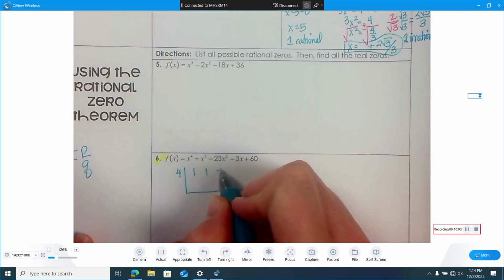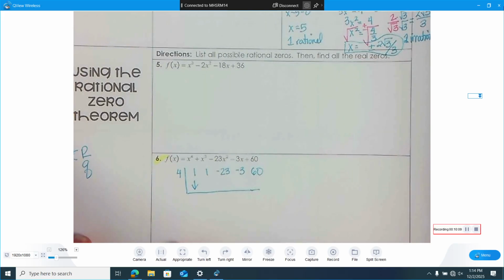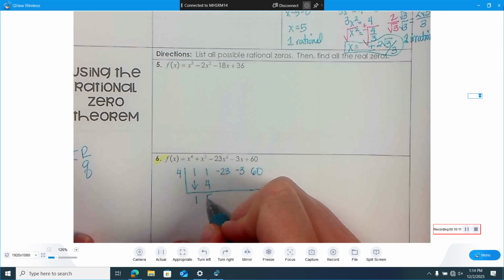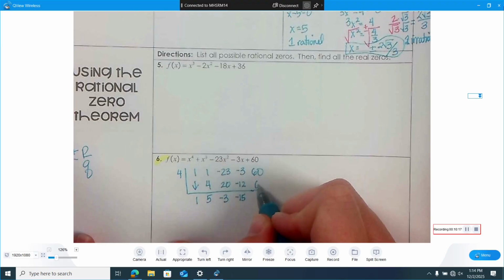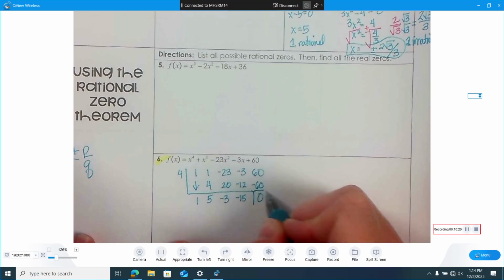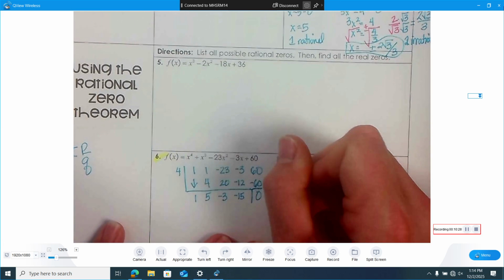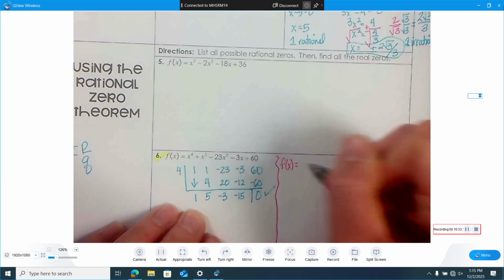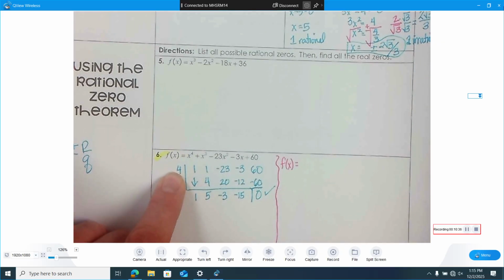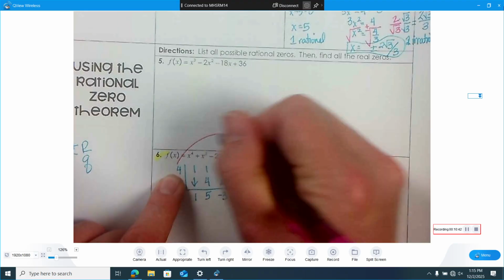Let's see, 1, 1, negative 23, negative 3, and 60. All right, so completing our synthetic division here. And we should get a remainder of 0, which is very, very good. And so from there, I have my function can be written. If I had a 0 of x equals 4, what bubble did it come from? X minus 4. Very good.